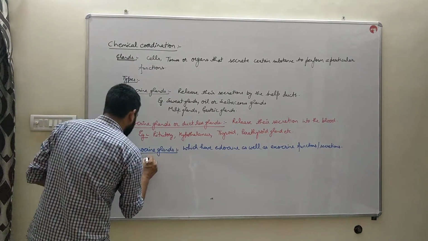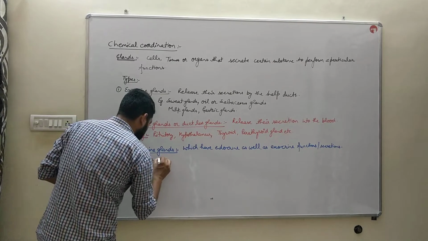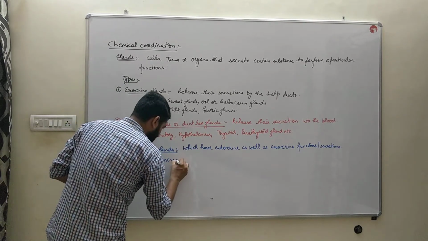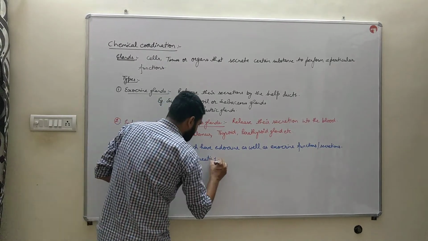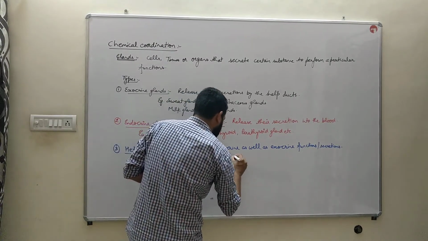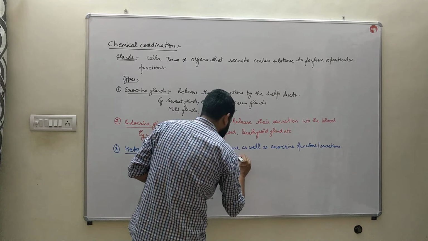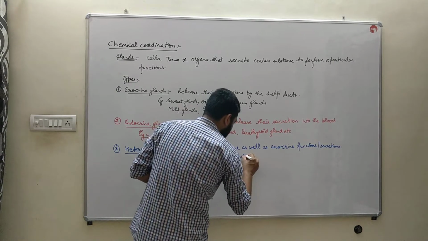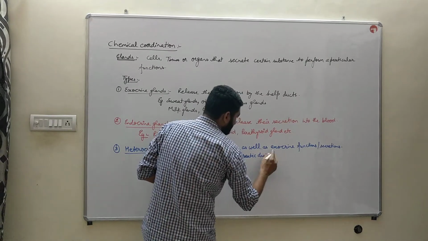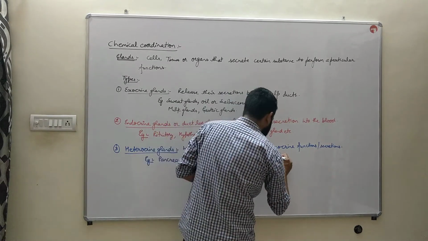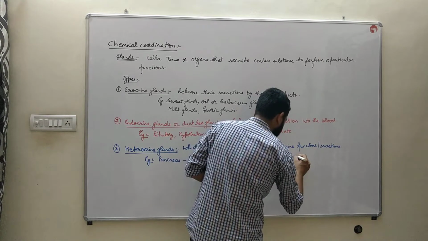And the example of heterocrine gland is pancreas. It releases pancreatic juice by the help of its pancreatic duct, hepatopancreatic duct actually its name is. So this function is exocrine function.